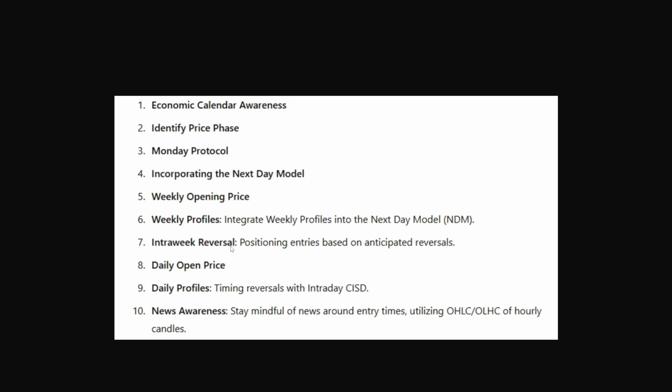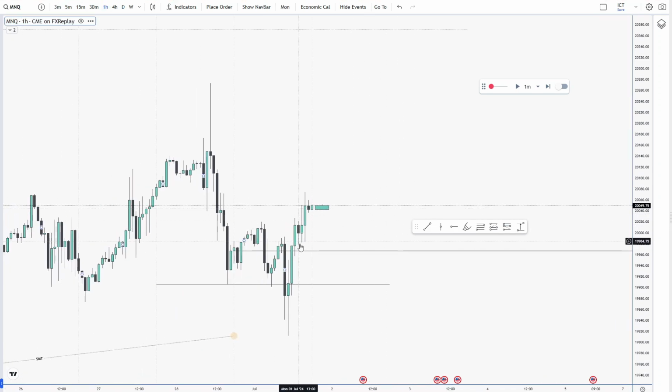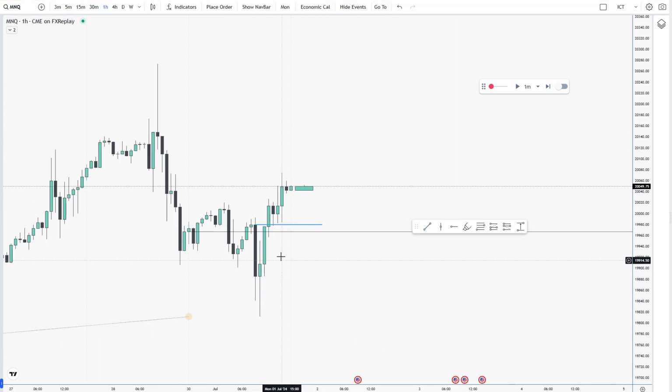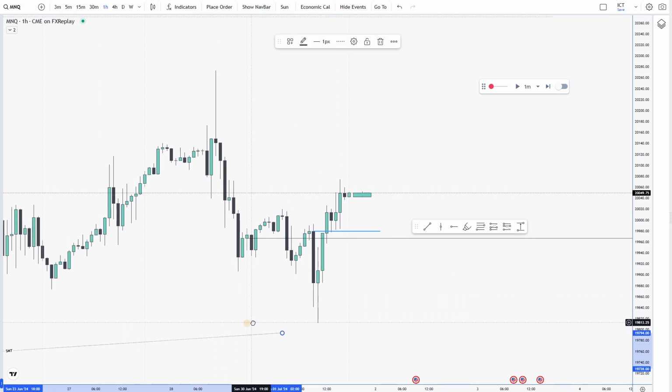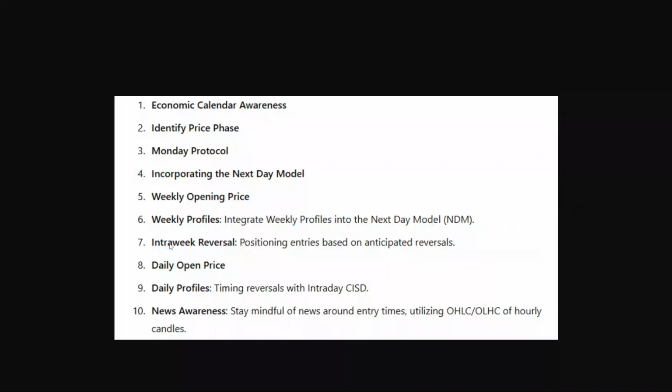The next thing is the intra-week reversal. So for the intra-week reversal confirmation, we will go to the hourly chart. Here on the hourly chart, we do have a change in the state of delivery established, a closure above this down close candle on Monday. So this low will be a protected low. Now going into the week, we will expand to the upside, and this low will be a protected low to trade away from.